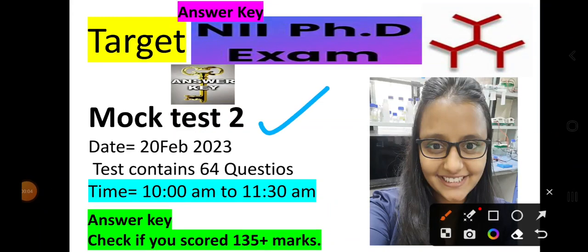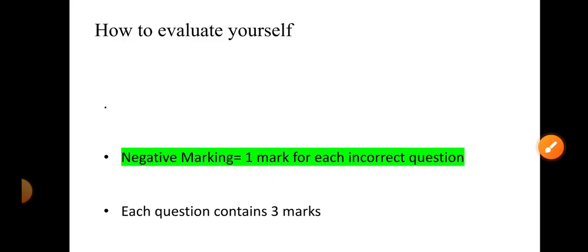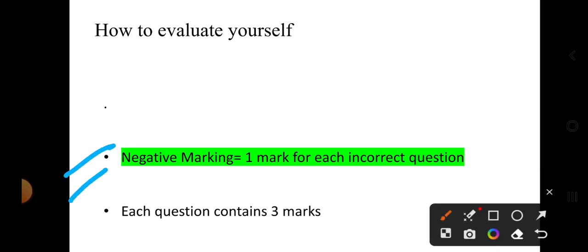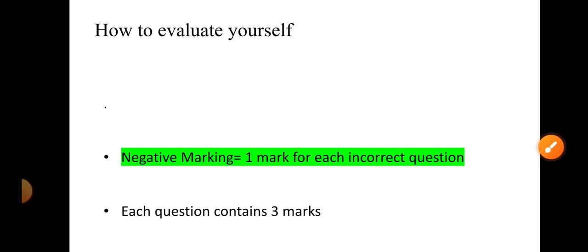So this is mock test 2's answer key, and check if you scored 135 plus marks. How to evaluate: negative 1 for each incorrect and for every correct, 3 marks.